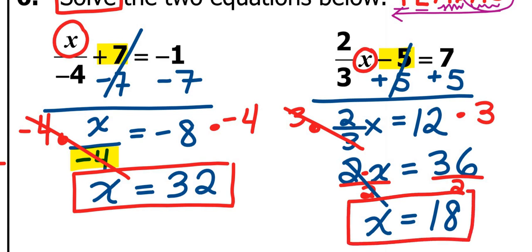So remember, I showed you 2 different ways to get the x by itself when we were at this step right here. You could either multiply by the reciprocal, 3 over 2, on both sides, or you can take it step by step. Multiply out the 3, and then divide out the 2. Okay, let's move on.